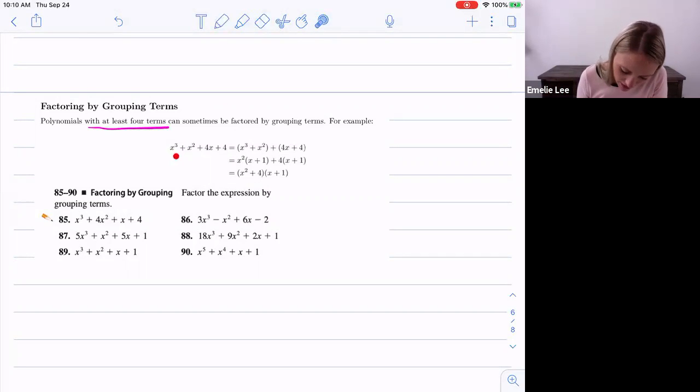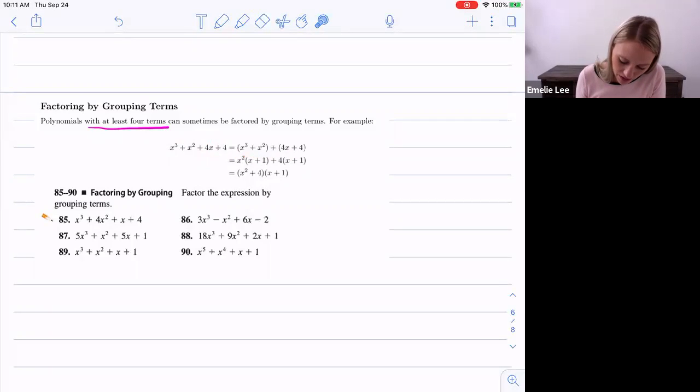For example, if you have x to the 3 plus x squared plus 4x plus 4, what you can do is, well, I've got 4x and 4 here, so I can lump those together, and then I've got x to the 3 plus x squared. So just using brackets, I'm able to manipulate this. Notice that I haven't changed anything. I've just put brackets around these things.